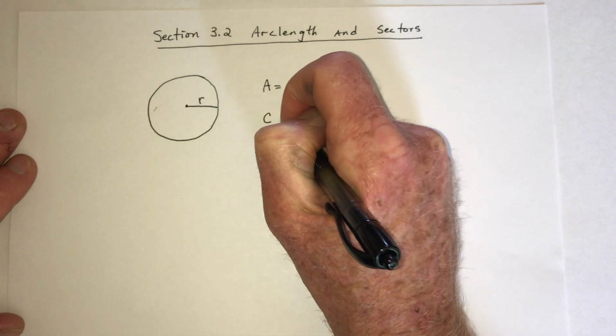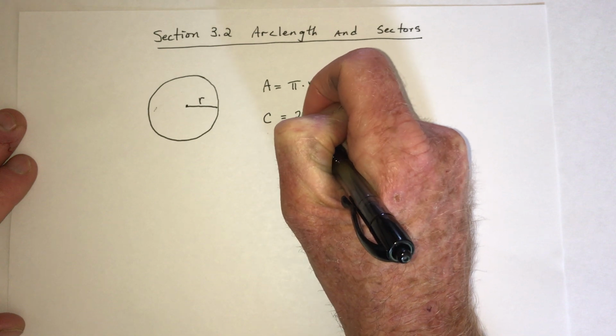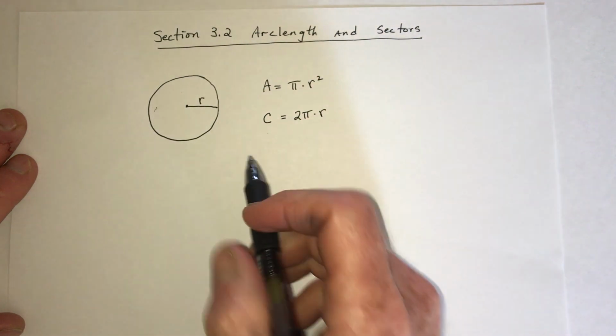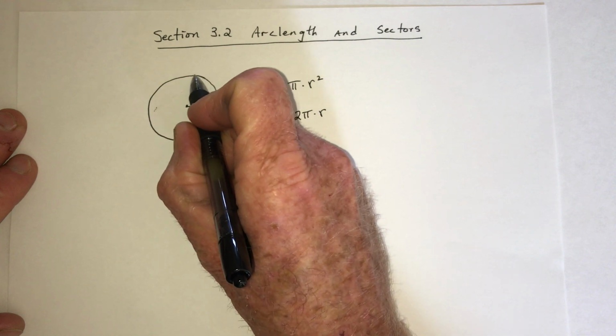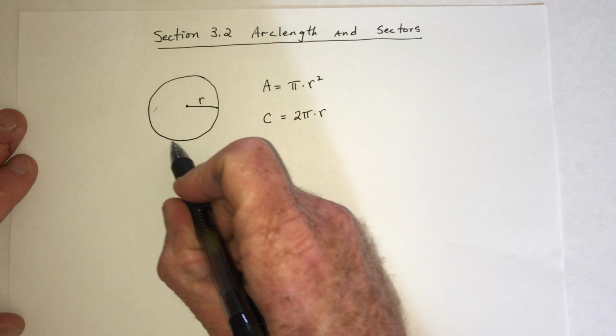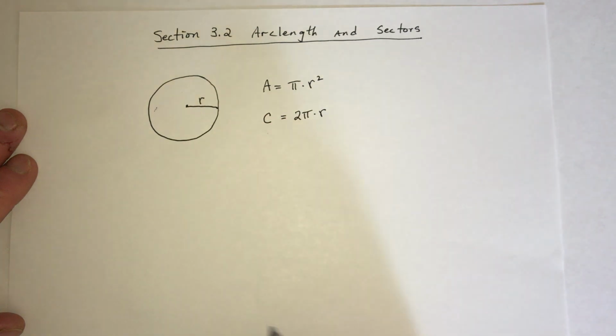And then the circumference is 2 pi times the radius. And circumference means that if you start here and you walk along the outside of the circle, then how far would you walk if you went around once?